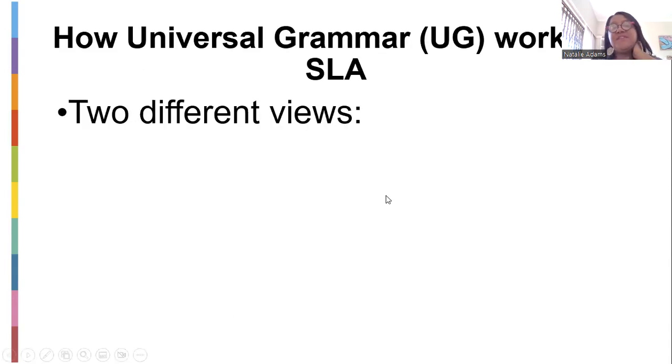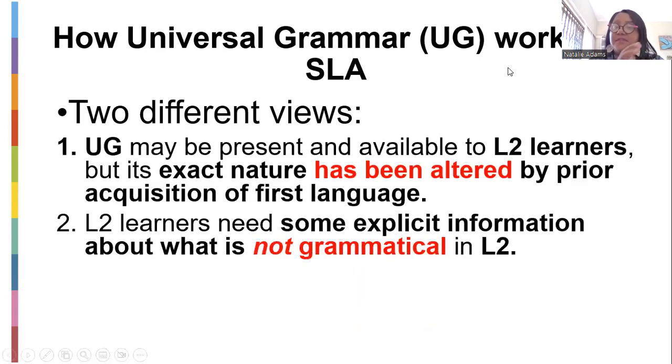Okay, so how universal grammar works for second language learners. So that is your understanding of how universal grammar works for a first language, but we are going to focus on second language acquisition. Now, there are two different views. The first view is that universal grammar may be present and available to second language learners, but its exact nature has been altered by prior acquisition of the first language. Now, the first language, you automatically acquire, you know, you have the black box, there's a language acquisition device, you somehow can just correct yourself because somehow that part has been activated.